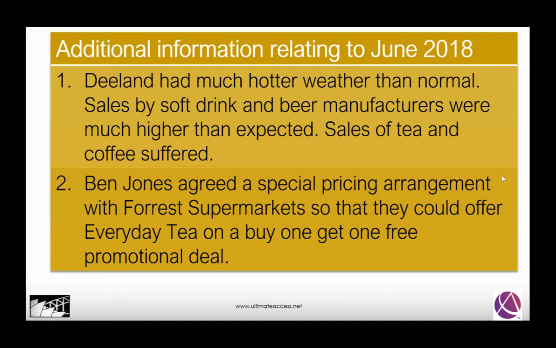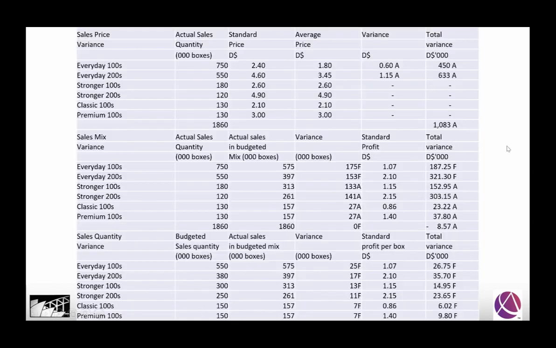Dealand had much hotter weather than normal in June, and sales by soft drink and beer manufacturers were much higher than expected, and sales of tea and coffee suffered. Ben Jones agreed a special pricing arrangement with Forest supermarkets so that they could offer everyday tea on a buy one get one free promotional deal.